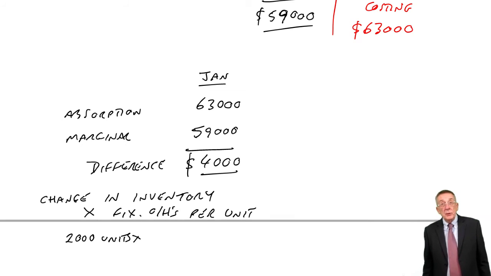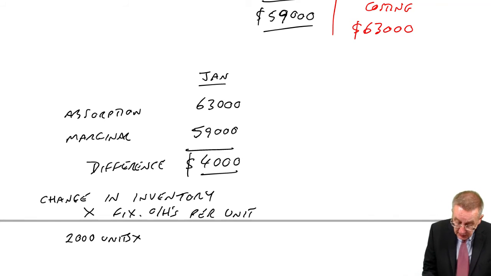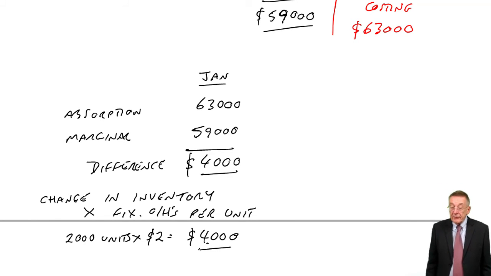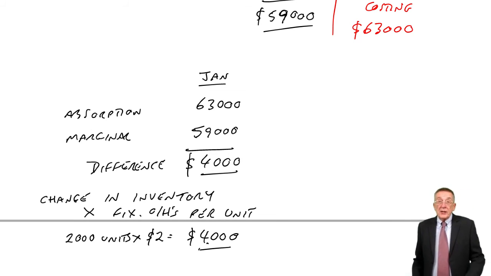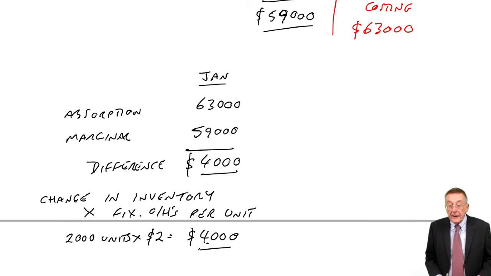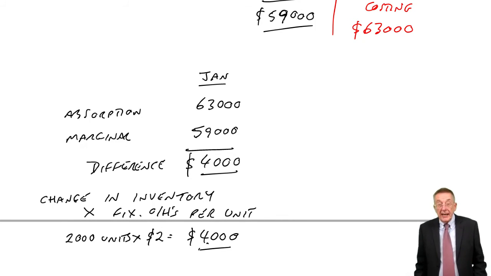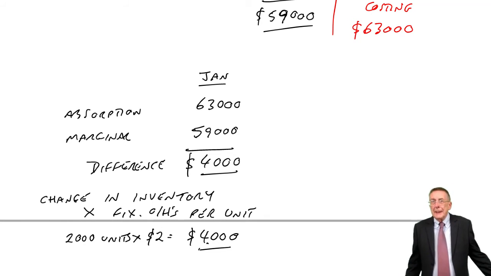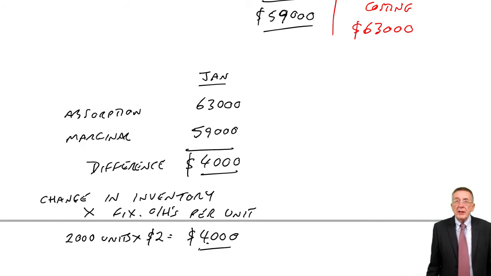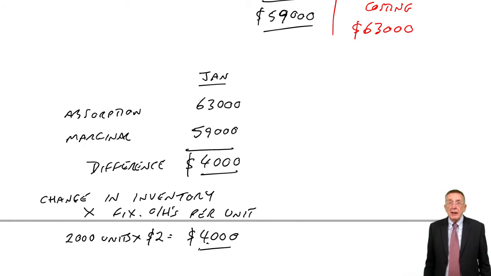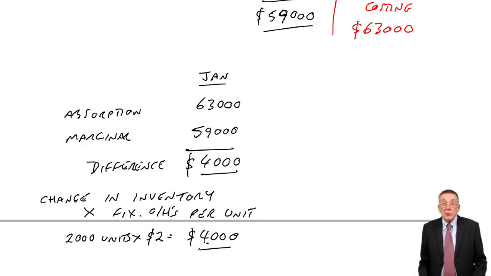What were the fixed overheads per unit when we did absorption costing? With absorption costing, they were $2 a unit. And therefore, the profits will be different by 4,000. Now, I say again, it's not a question of which is right, which is wrong. For management accounting, we do whatever we like. Some people prefer absorption costing, some people prefer marginal costing. It doesn't matter, but they will give different profits.